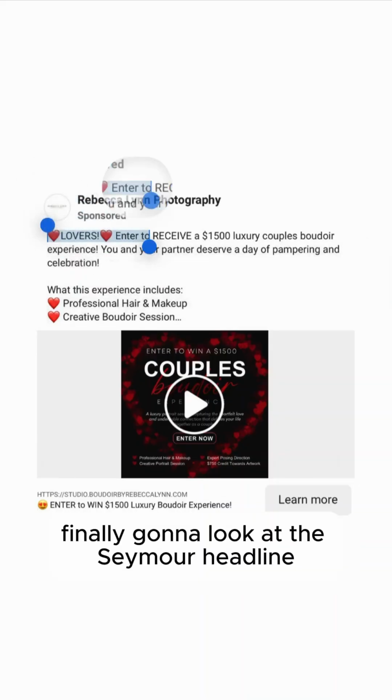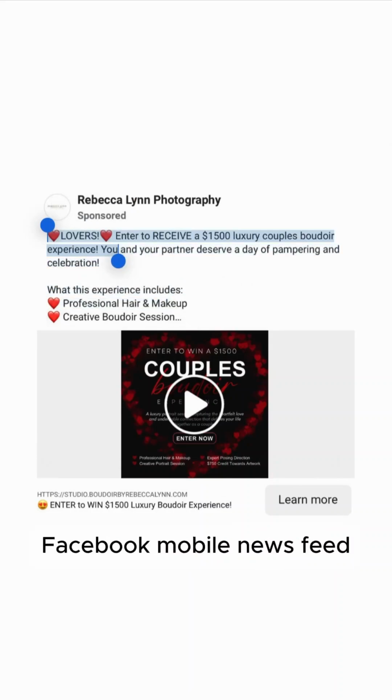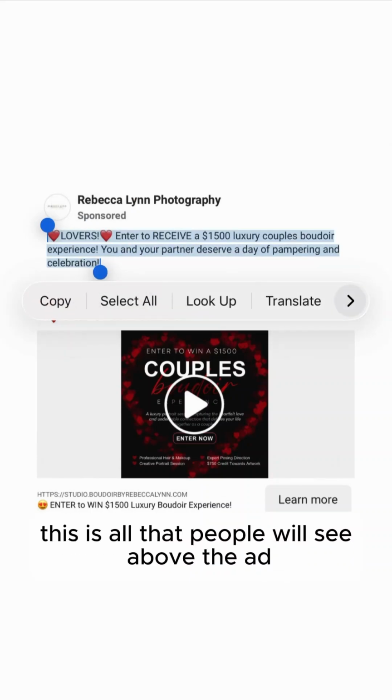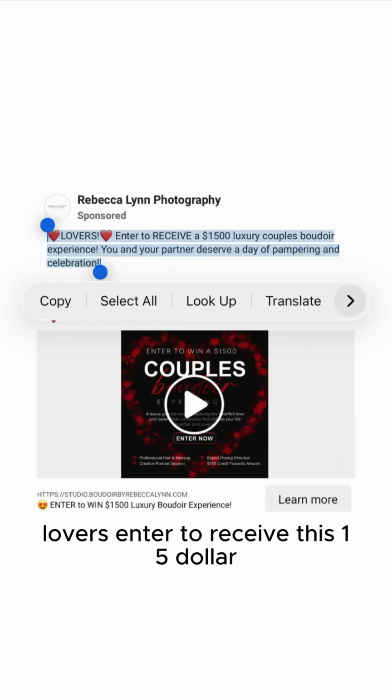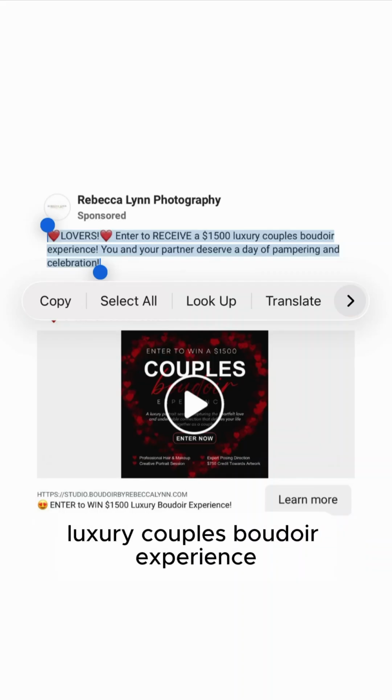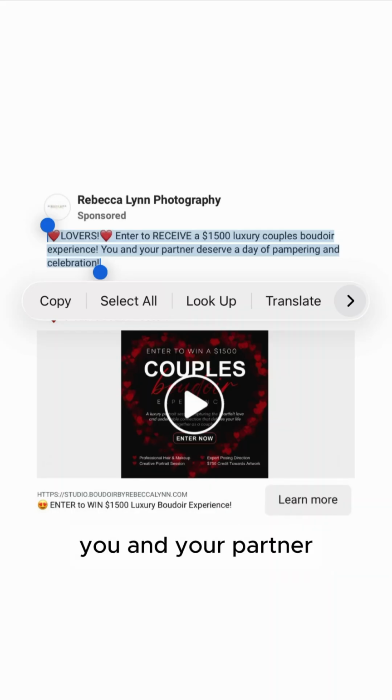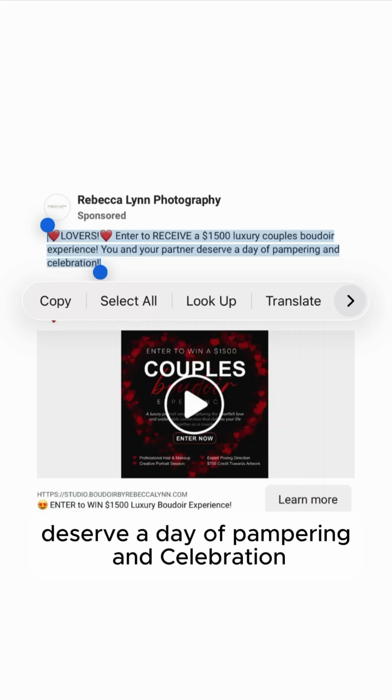Finally, we're going to look at the see more headline. First 2 3/4 lines, Facebook mobile news feed. This is all that people will see above the ad. They won't see any other text. Lovers, enter receive this $1,500 luxury couples boudoir experience. You and your partner deserve a day of pampering and celebration.